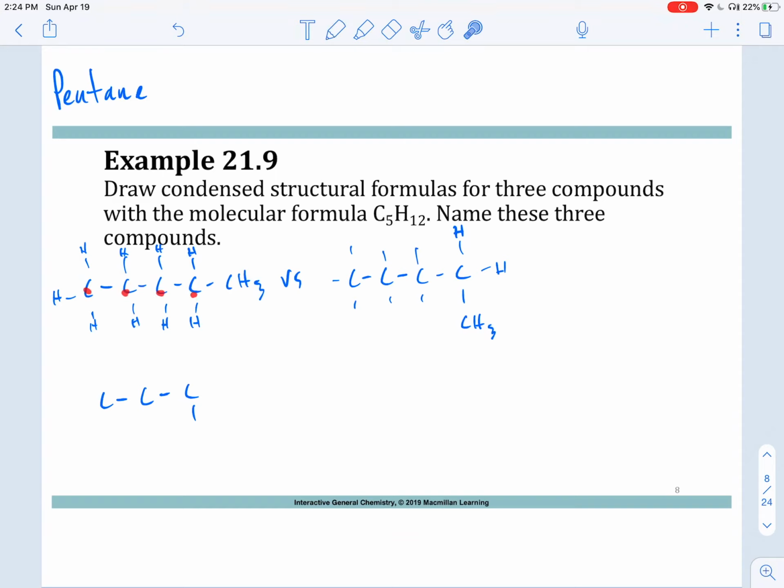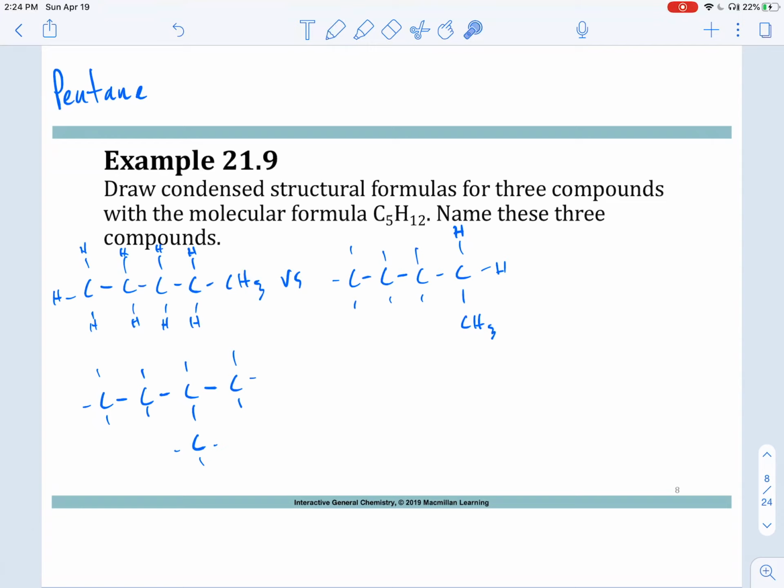1, 2, 3, 4, 5. There we go, all the way over here. Okay, now that's a new connection point. I still have 5 carbons, and if I put in all of my hydrogens, 1, 2, 3, 4, 5, 6, 7, 8, 9, 10, 11, 12, I still have C5H12. Again, all those lines indicate there will be hydrogens there.